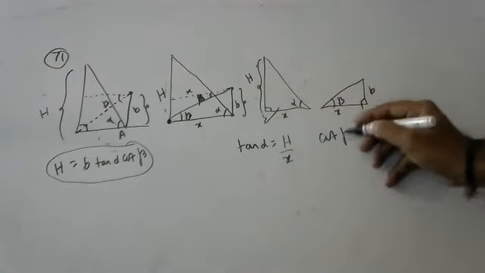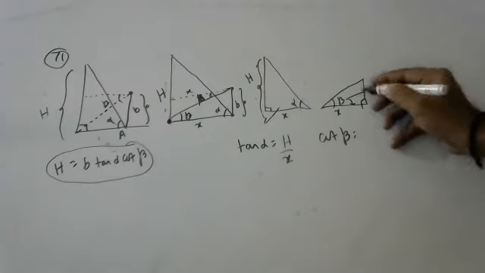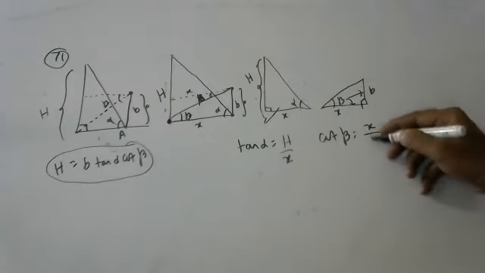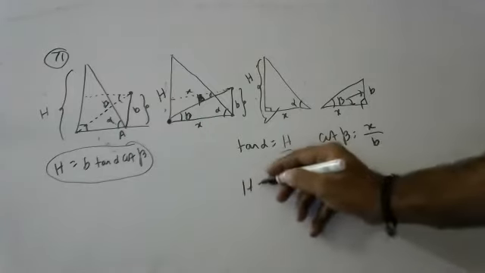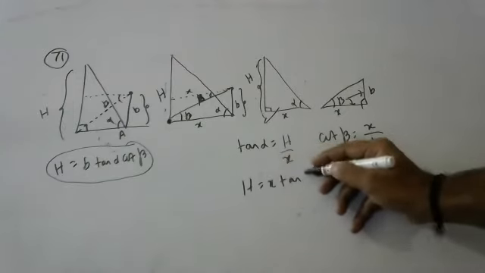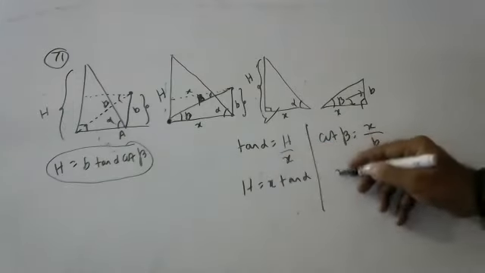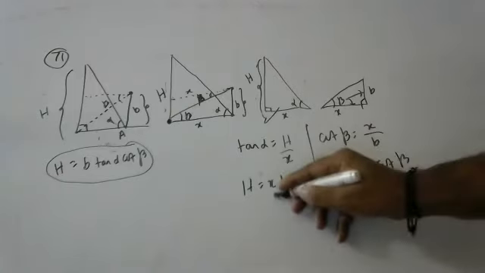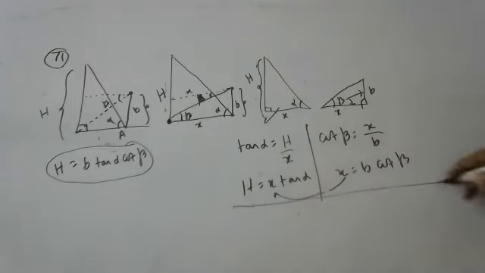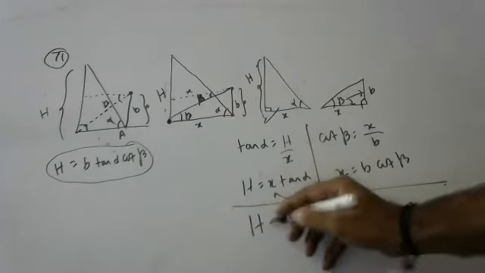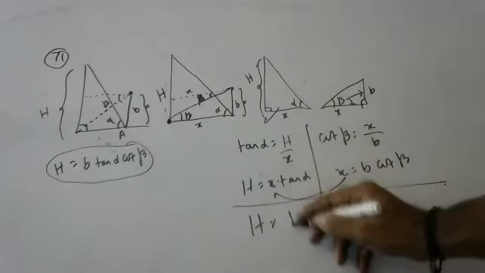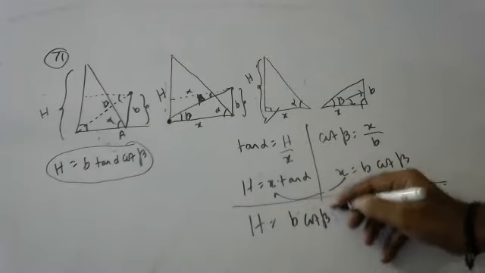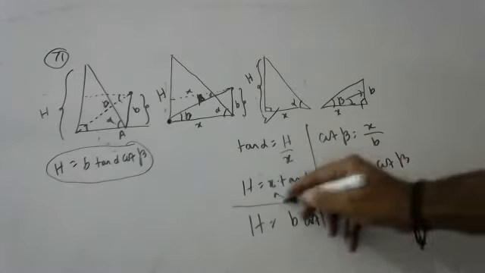And cot beta is equal to adjacent by opposite. What is adjacent? x by h is equal to how much, children? x tan alpha. And x is how much, children? b cot beta. Substitute x here, children. If you substitute here, what do you get? h is equal to, instead of x, you put this: b cot beta tan alpha. Hence proved.